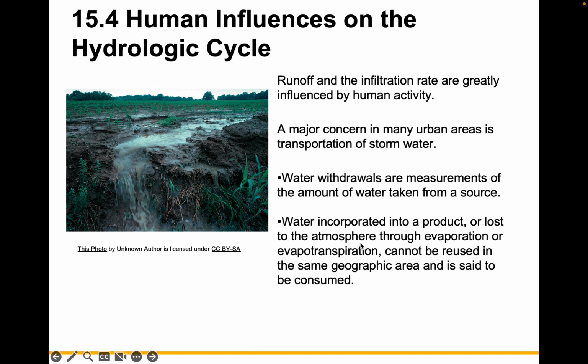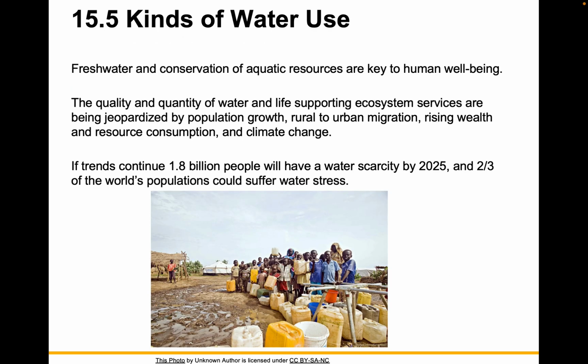Right? So like if you buy a watermelon that was grown in California, you're getting water that was from California as well with that watermelon, right? And that's water that can't be used by Californians anymore because now it's in Michigan.